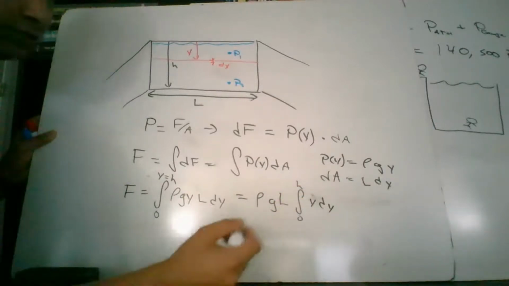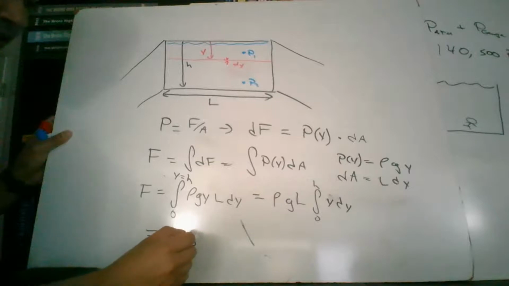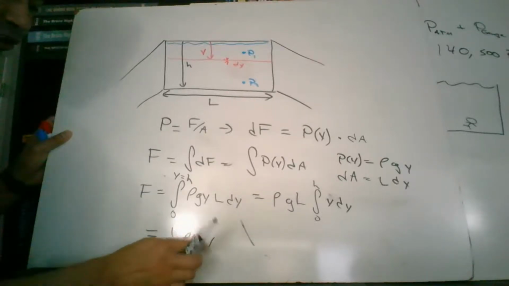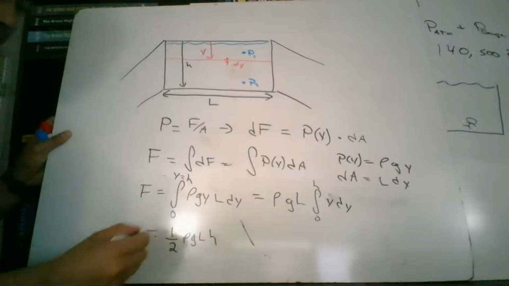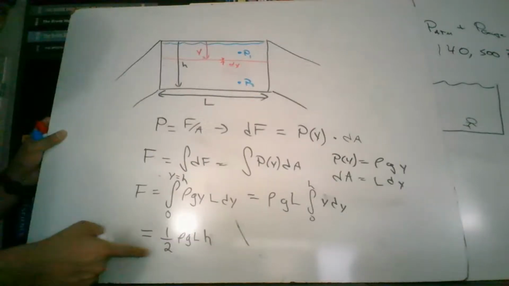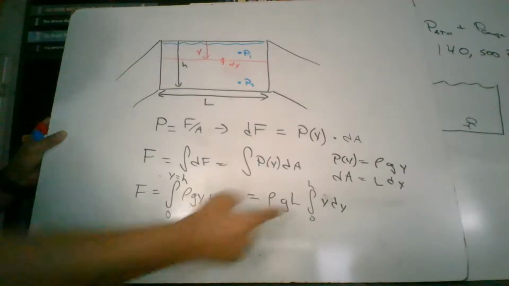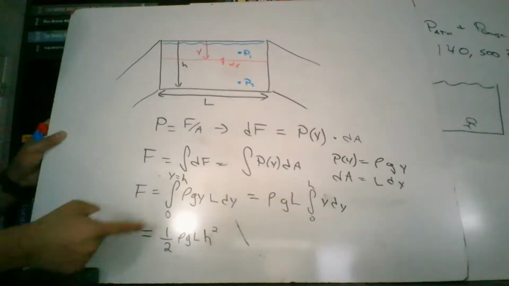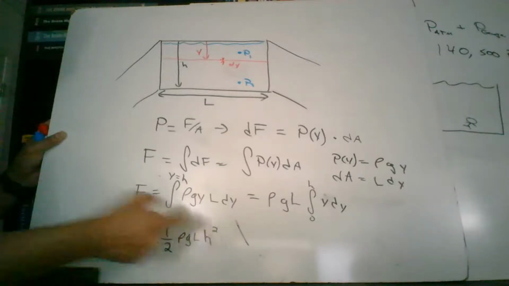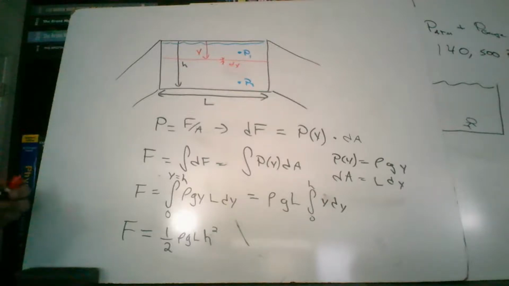And that's just equal to, do I have some space down here? Yeah, I do. That's going to equal 1/2 rho g L H. And so that is the force. That is going to be the force, 1/2 rho g L H squared. I forgot the squared term because you've got to square this. 1/2 rho g L H squared, and that's the force against one side of the pool, or one of the walls of the pool right there.